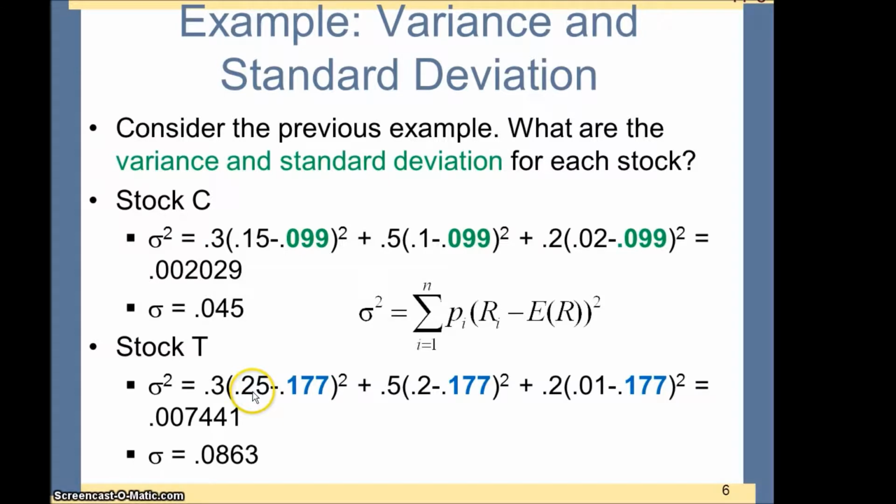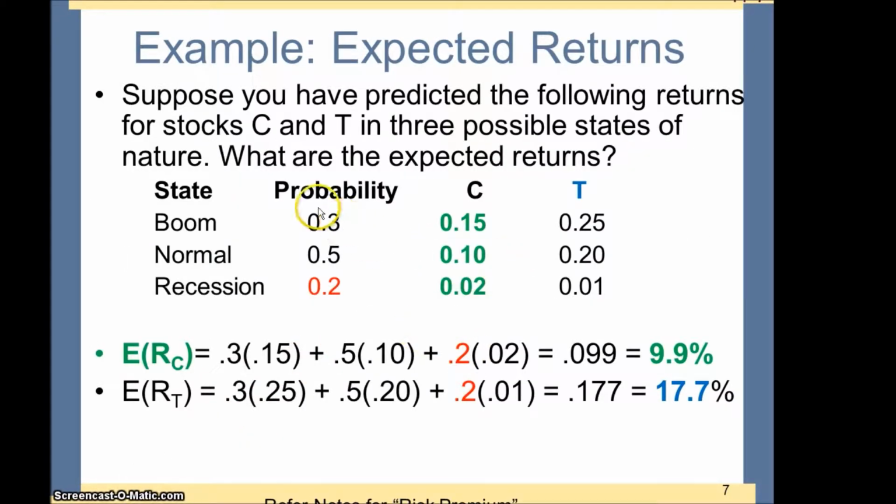Now the same, what about stock T? Variance and standard deviation for stock T. The same thing applies. Let's look at stock T. Now you have this probability, there's the individual return, and this is the expected return. So use the probability times individual returns minus expected return.